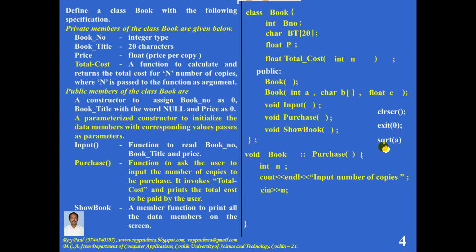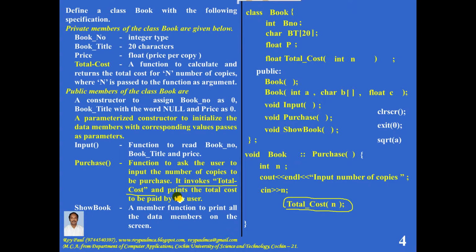So in general, if you want to call a function, the method is name of the function within bracket variables, if any. So here name of the function, and here the number of copies must be passed as an argument, and it is stored in variable n, so that n must be passed. So second part is over. It invokes total cost. The function is called.